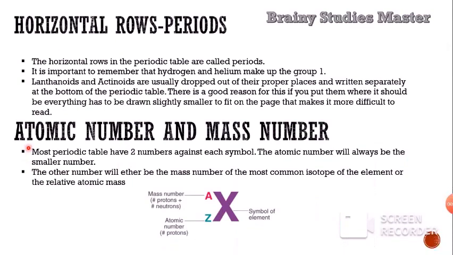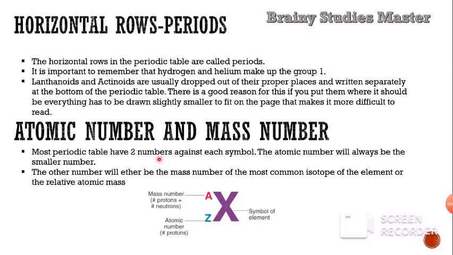Now we are going to learn about the atomic number and mass number. Most periodic tables have 2 numbers against each symbol. The atomic number will always be the smaller number. The atomic number means the number of protons in an atom.